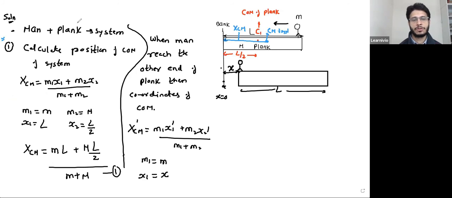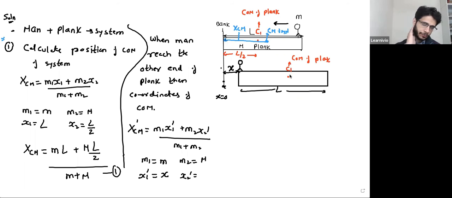Yes. Noor, this is x1, yes, prime. M2 is capital M. How much is x2 prime? See, the center of mass of the plank is somewhere here. I call this C1, the center of mass of the plank. What's the x coordinate of this point? Is it L by 2 or something else? L by 2 minus x.